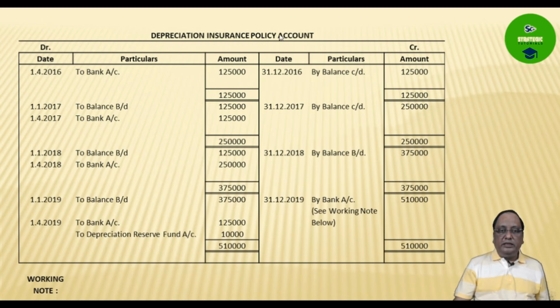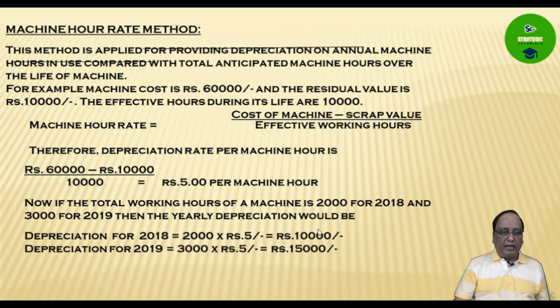Next is depreciation insurance policy account to bank 1,25,000. By balance c/d, that is 1,25,000. Again the balance is continuing and comes over here. Next, the balance is 3,75,000 on 1st January 2019. Bank account 1,25,000, that is the premium part. To depreciation reserve fund account 10,000. I am coming to why this 10,000 is coming. So 5,10,000 is the bank.